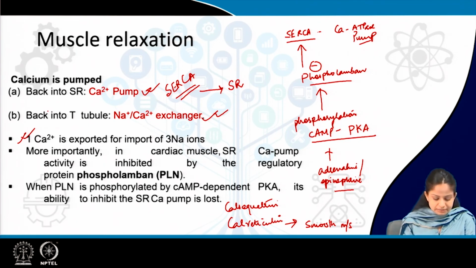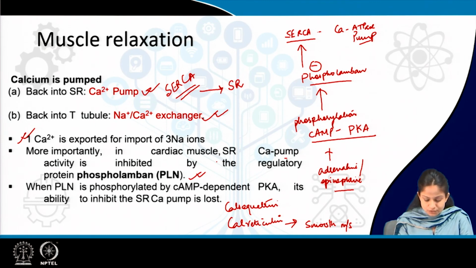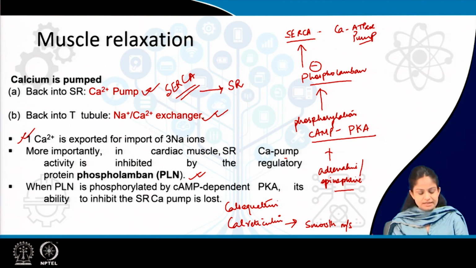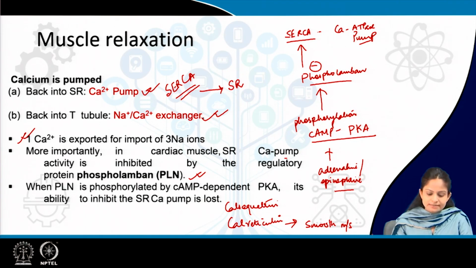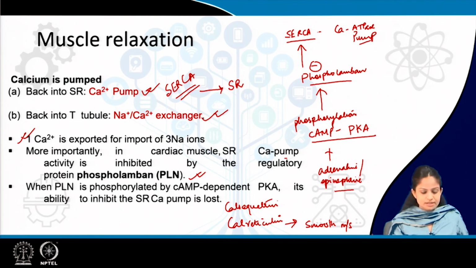So, this portion had already been told, that is, the sarcoplasmic reticulum calcium pump is inhibited by the regulatory protein phospholamban, and when phospholamban is phosphorylated by cyclic AMP dependent protein kinase activity, this inhibition of the SERCA pump is lost. This is mainly attributed to drugs like adrenaline and epinephrine if you want to increase the contractility of the heart and decrease the relaxation time of the cardiac muscle. So, in this way muscle relaxation occurs. This is the main difference seen between skeletal muscle and cardiac muscle in case of muscle relaxation.